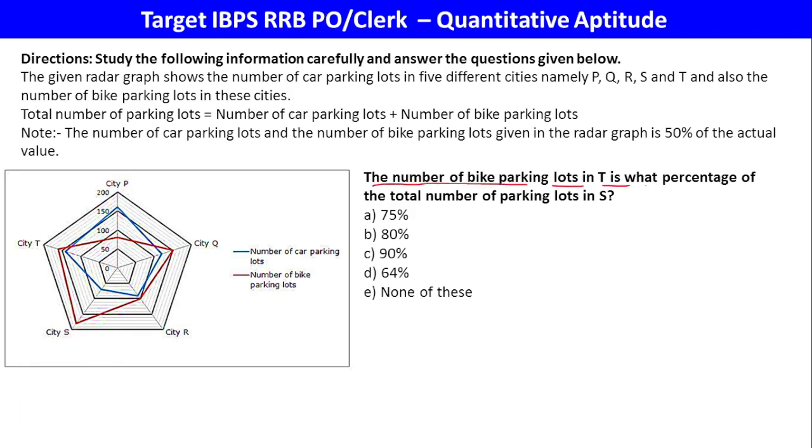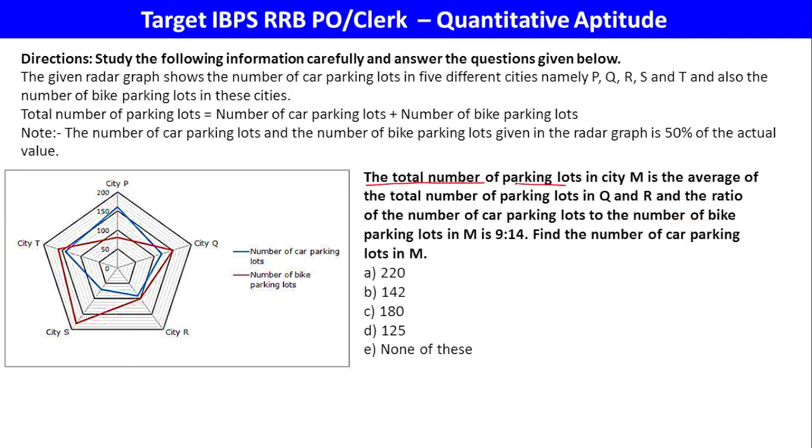Next question. The number of bike parking lots in T. Bike parking lots in T. T lo bike parking ante red line. Right, 150 kante okati extra, which is 320. 150 kante okati extra ante 160, then double chesthe 320. Then and the total number of parkings in S. S lo total parkings ikkada vachesi 180. 180 ante 360 plus ee value 50, 60, 70, 140. Total is 500. 320 is what percentage of 500? 64% is the final answer for this question. Option D is the correct answer. Then, right? Yes.